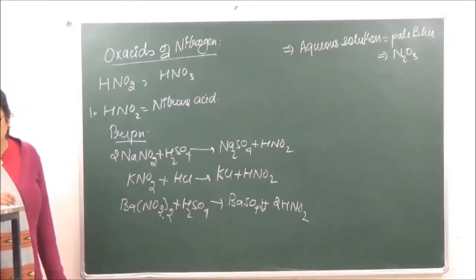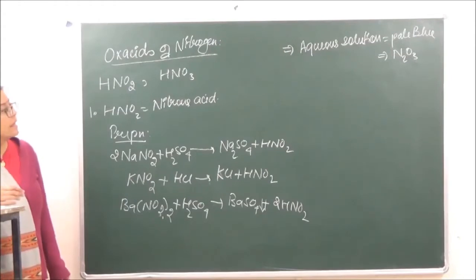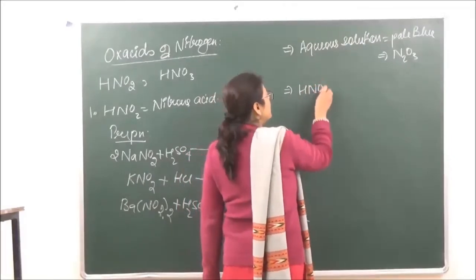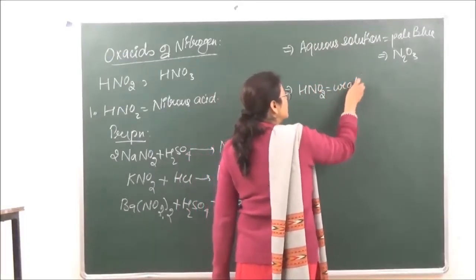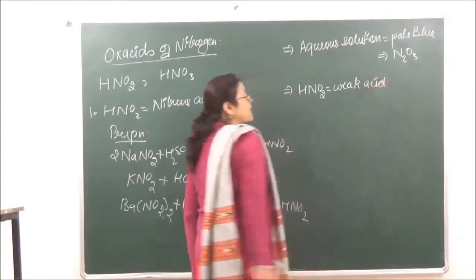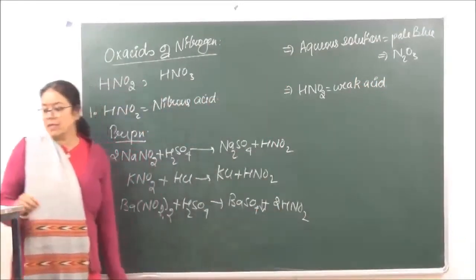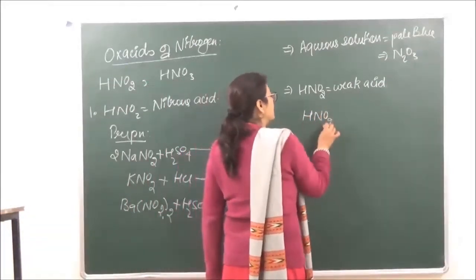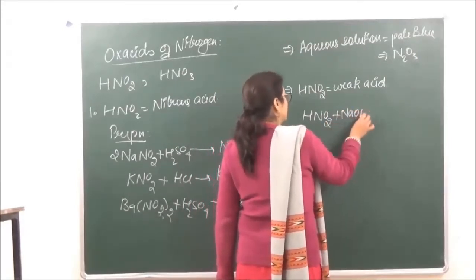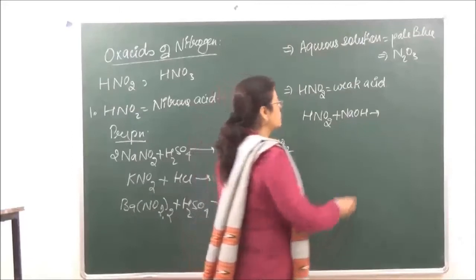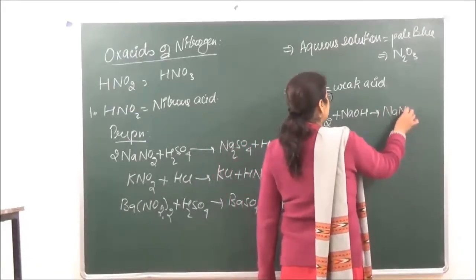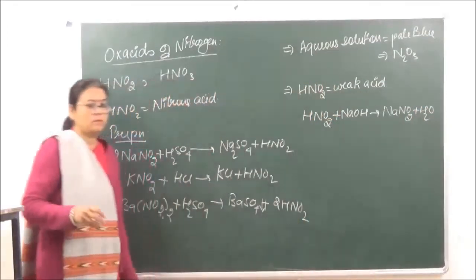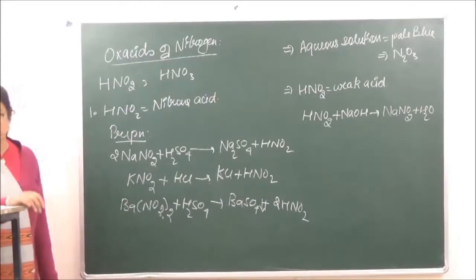Then second, when we are talking of HNO2 as an acid, it is a weak acid with respect to HNO3, which is a strong acid. So when it reacts with bases like sodium hydroxide, it gives us the neutralization reaction, NaNO2 plus water. ठीक है? So these are the properties.